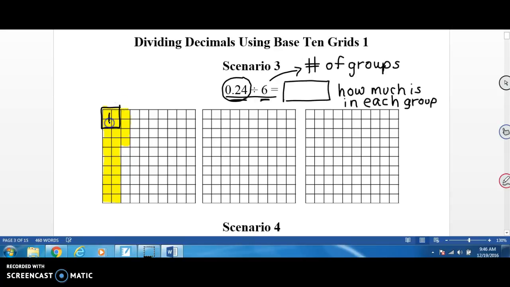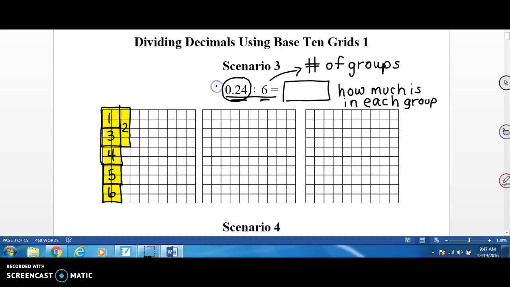So I'm going to go ahead and do this, and I'm going to label each of my groups. Remember, your groups do not have to follow a specific pattern. So again, let's go back to our problem.